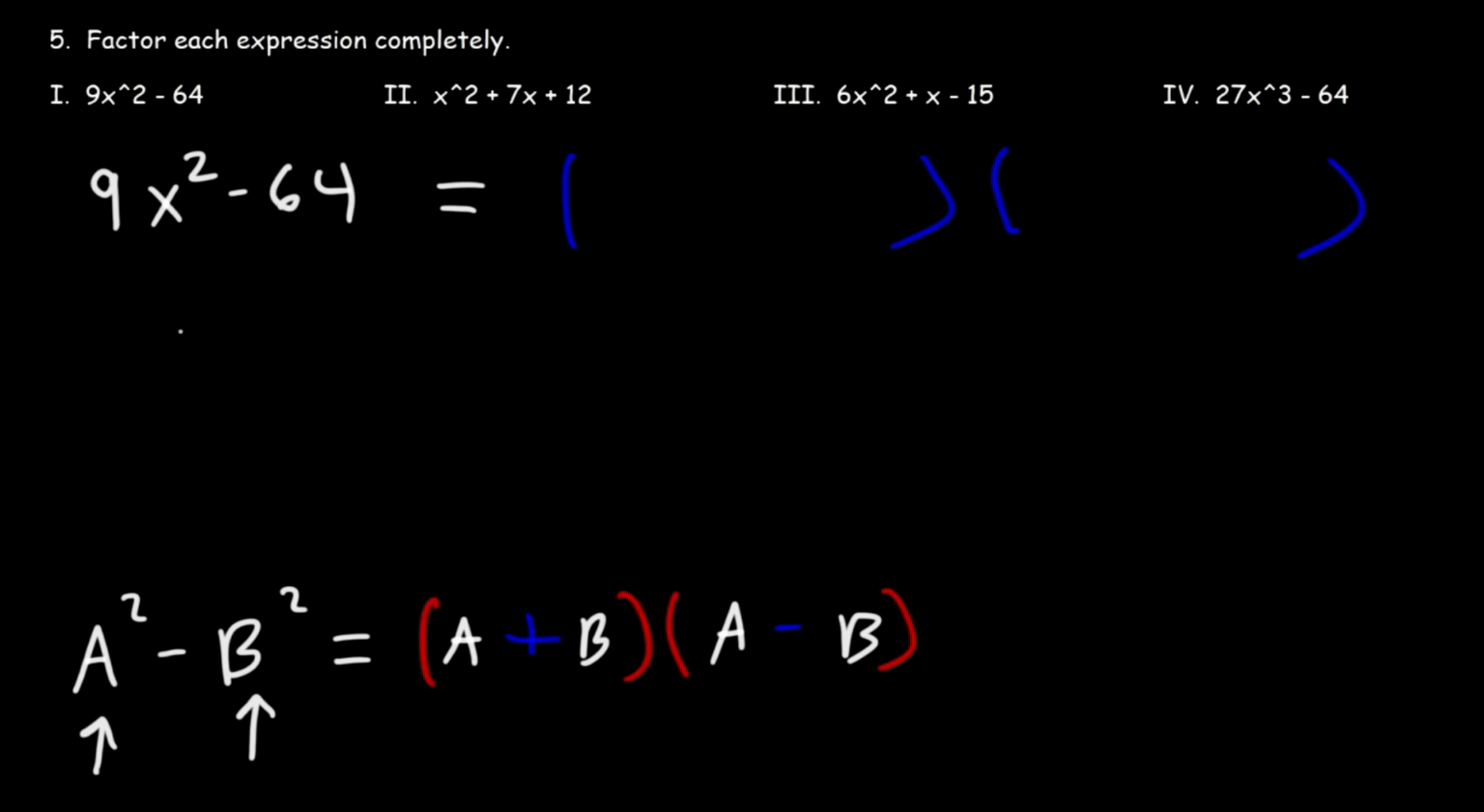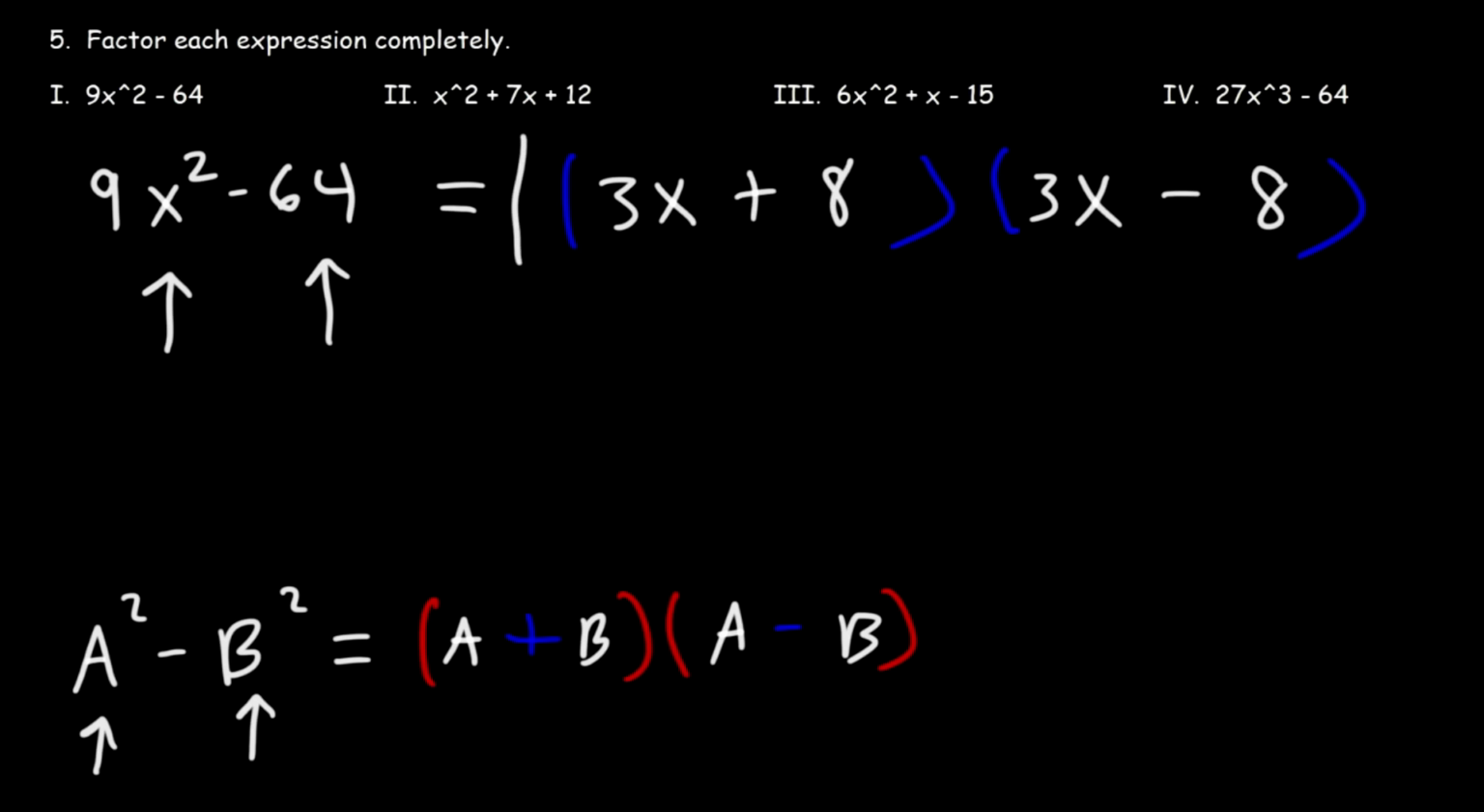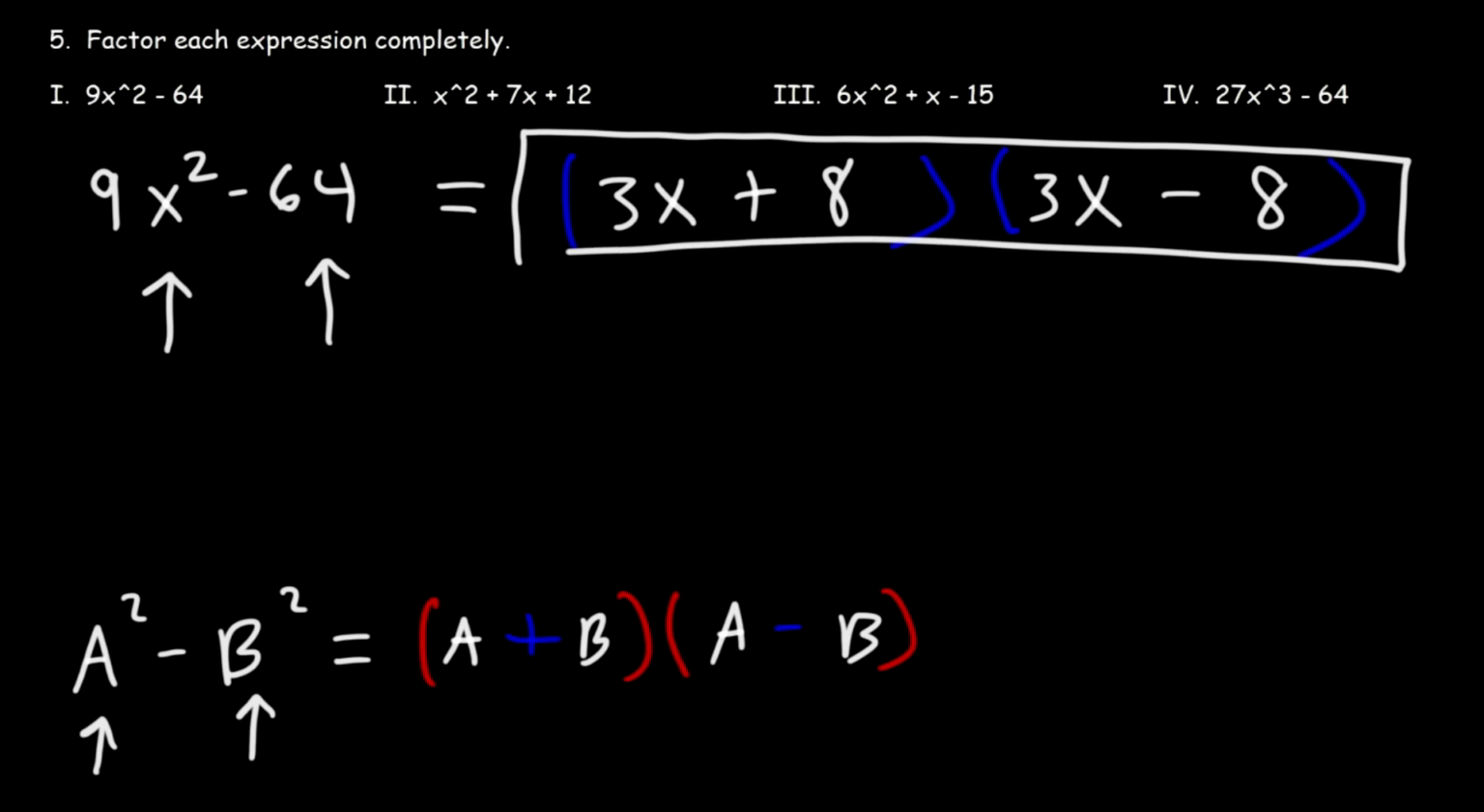So what is the square root of 9x squared? The square root of 9 is 3. The square root of x squared is x. So in this case, a is 3x. Now, if b squared is 64, what is b? What is the square root of 64? The square root of 64 is 8. So the answer is going to be 3x plus 8 and 3x minus 8. So that's how you can factor an expression using the difference of squares method.